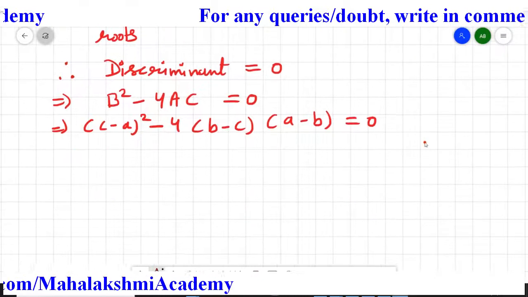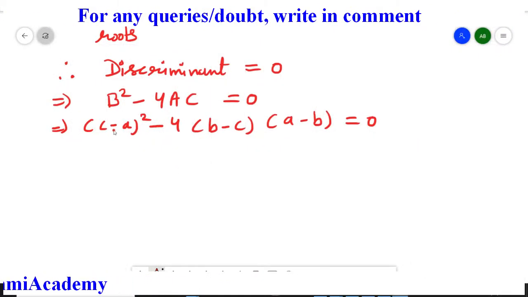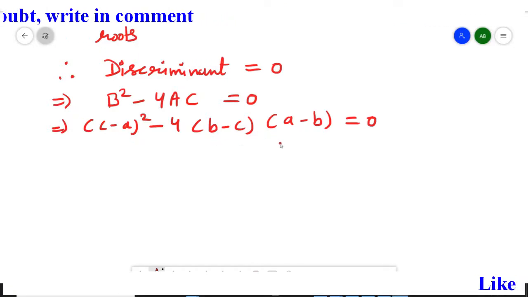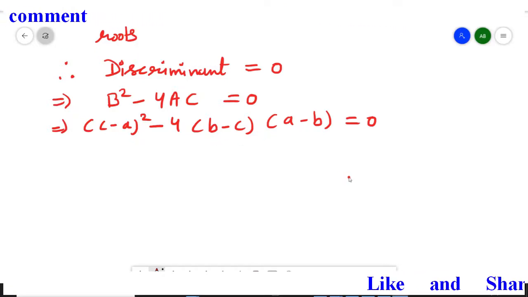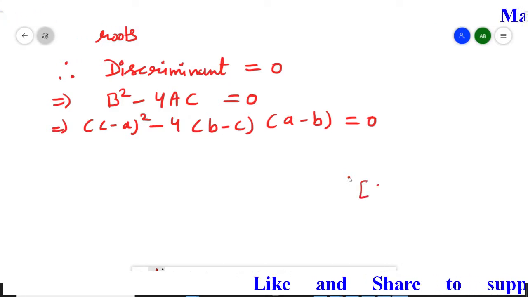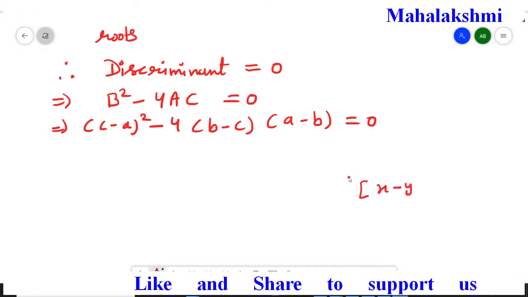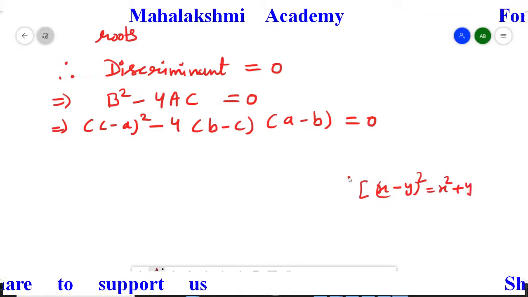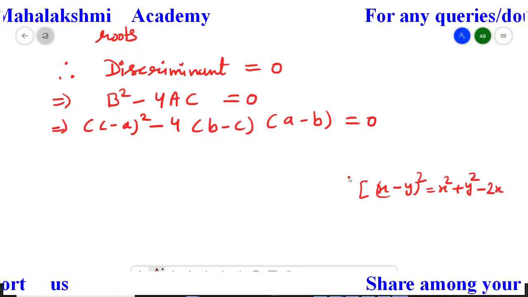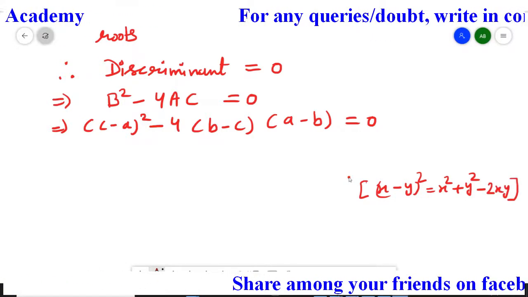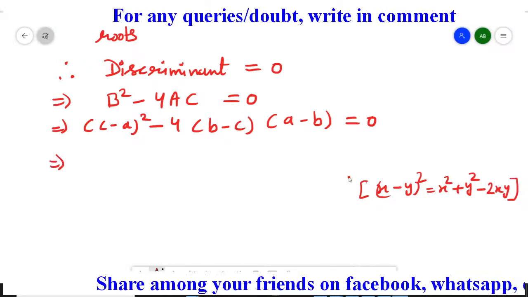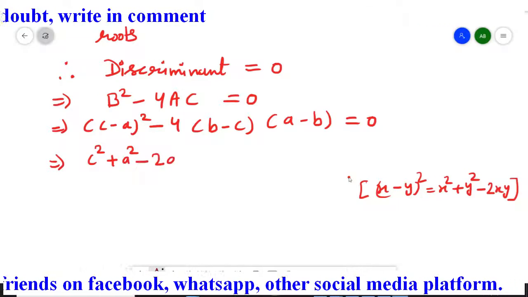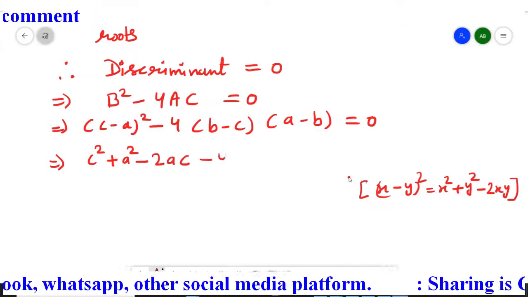Now we are going to solve this. Here first I am going to open this bracket by using the a minus b whole square formula, and this other bracket also I am going to open. Firstly, I am going to use the formula (x minus y) whole square, that is x square plus y square minus 2xy. So I wrote the formula. Now when we use this formula here, it is going to be c square plus a square minus 2ac. Now this minus 4 I wrote as it is.